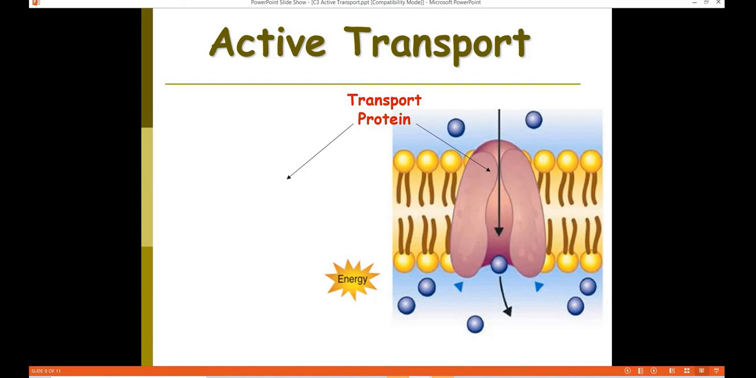You need to memorize the key definition which you have on page number 35 for active transport. And we have homework again here. We have an activity.